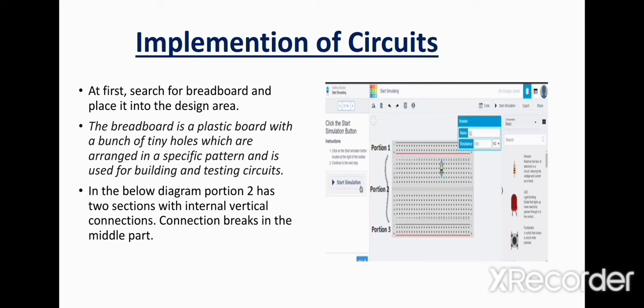The breadboard is a plastic board with a bunch of tiny holes, which are arranged in a specific pattern and is used for building and testing different circuits. Here you can see it is divided into 30 rows and 10 columns, where the rows are labeled 1 to 30 and columns are labeled A to J. It has 3 portions, where portion 2 is breaking the breadboard into 2 parts.